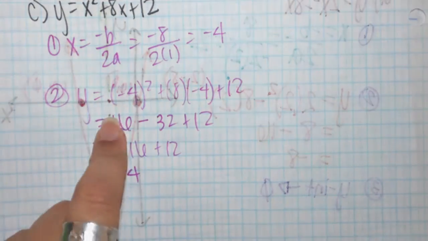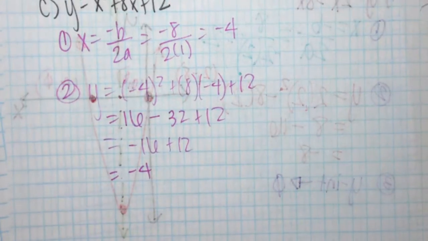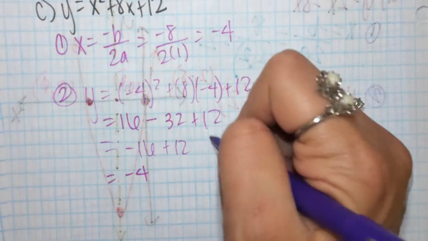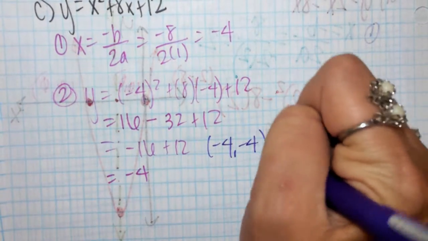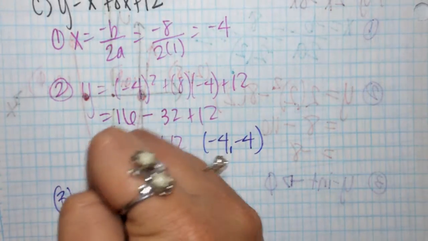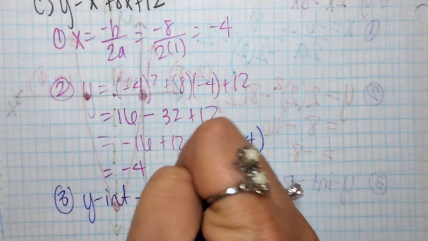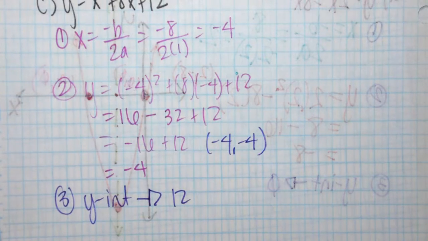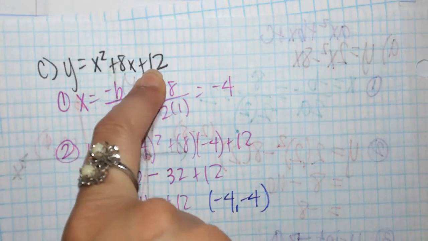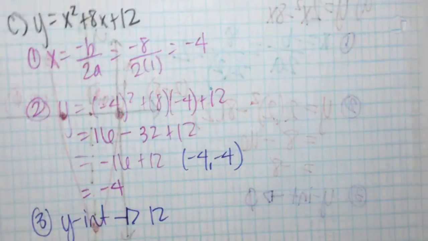Because it's a negative times a negative, so that makes it a positive. Okay, so our vertex is now -4, -4. Do we agree or disagree? Agree. And our y-intercept, 12. Okay. Because it's always this number right here, Tater Tot.